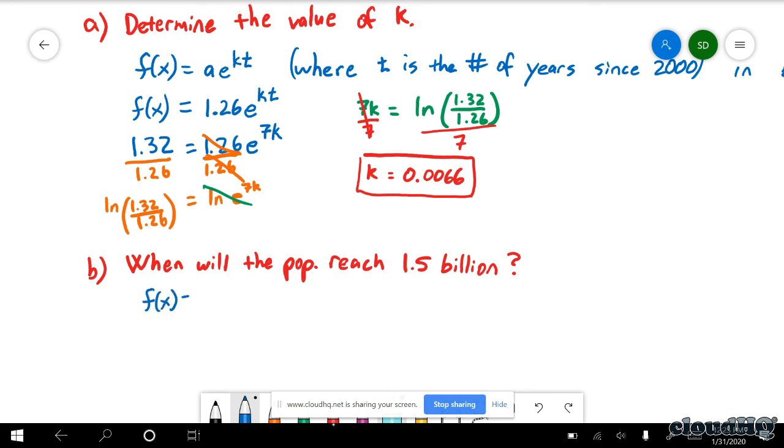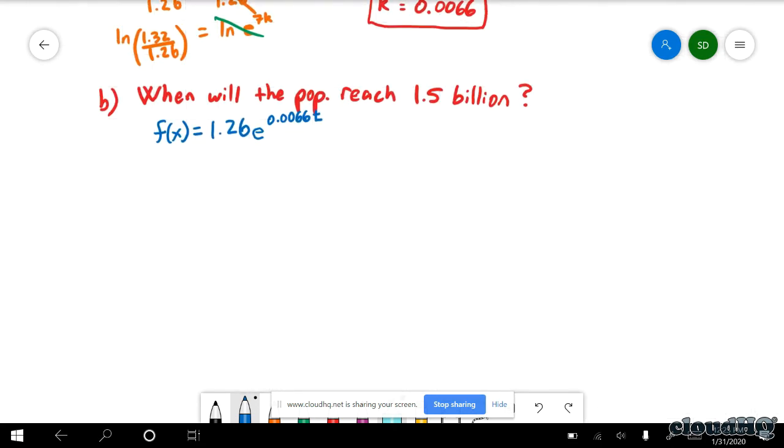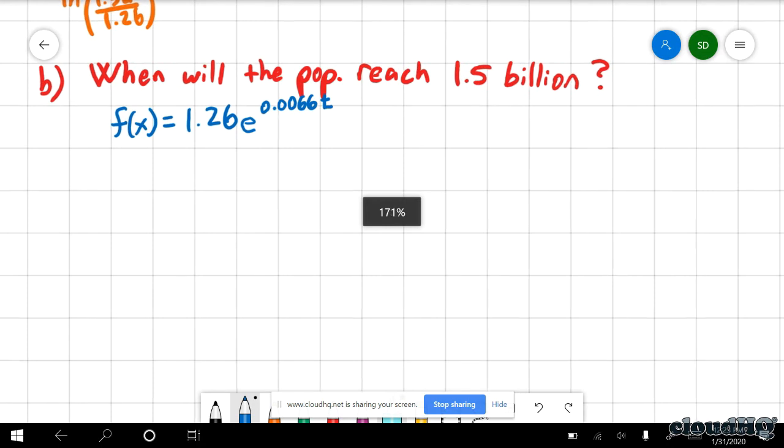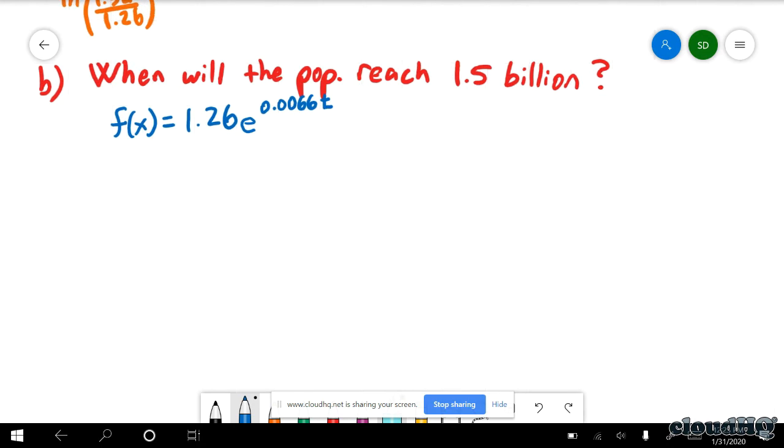So f of x is equal to my initial amount, the 1.26, times e to the power of, well, now I know my k, 0.0066 t. So there's the equation that represents China's population growth.